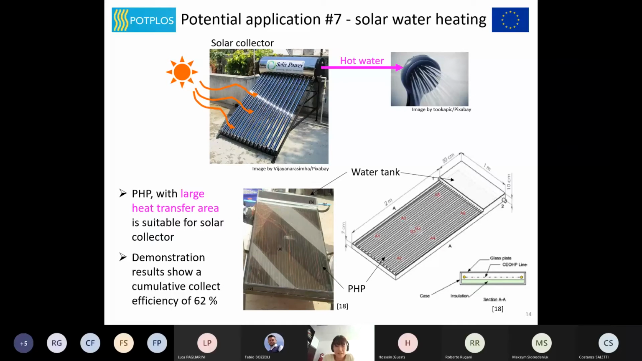The condenser section is inserted into a water tank. The solar energy is absorbed by the 2 meter long evaporator and heat is transferred to the tank. The result of an outdoor demonstration shows a cumulative collection efficiency of 62%.